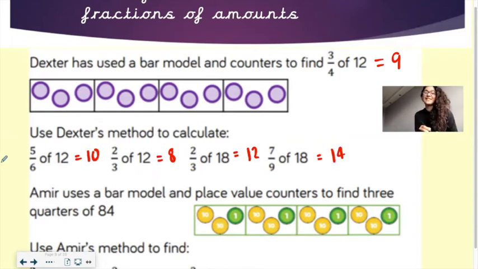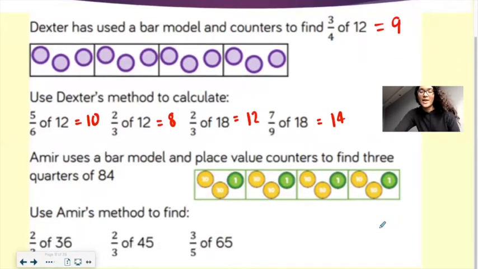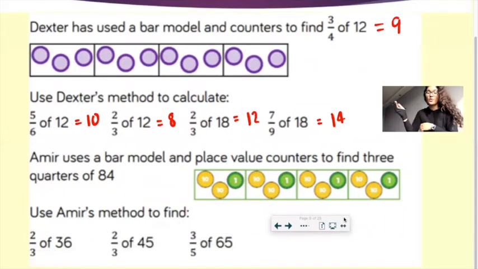Now here are the answers that I got. 5/6 of 12 is equal to 10. 2/3 of 12 is equal to 8. 2/3 of 18 is equal to 12. And 7/9 of 18 is equal to 14. Next question. Amir uses a bar model and place value counters to find 3/4 of 84. Now use Amir's method to find the answers to these 3 questions.